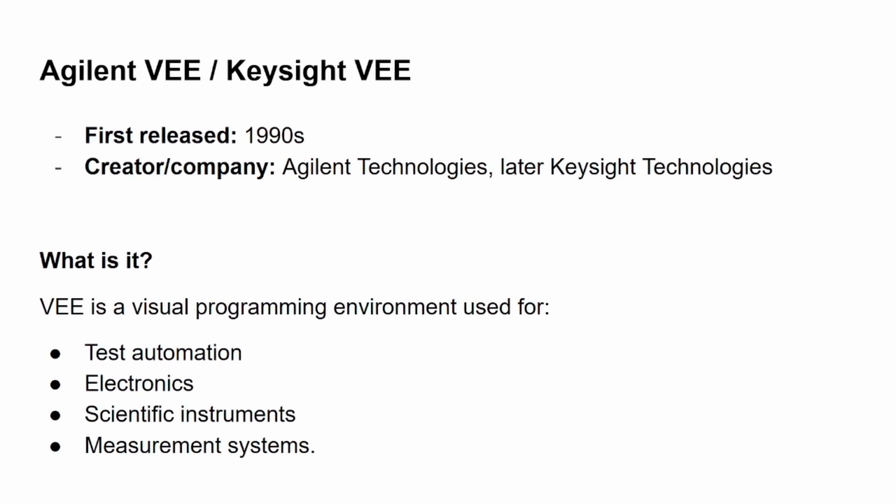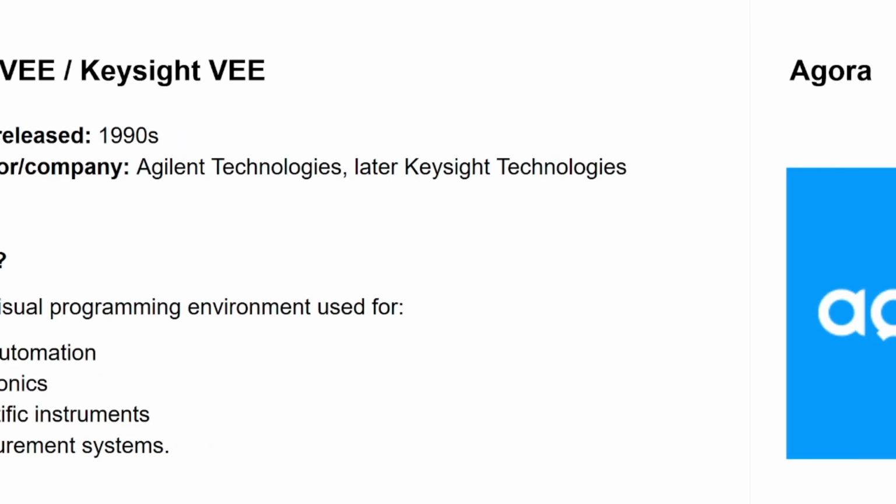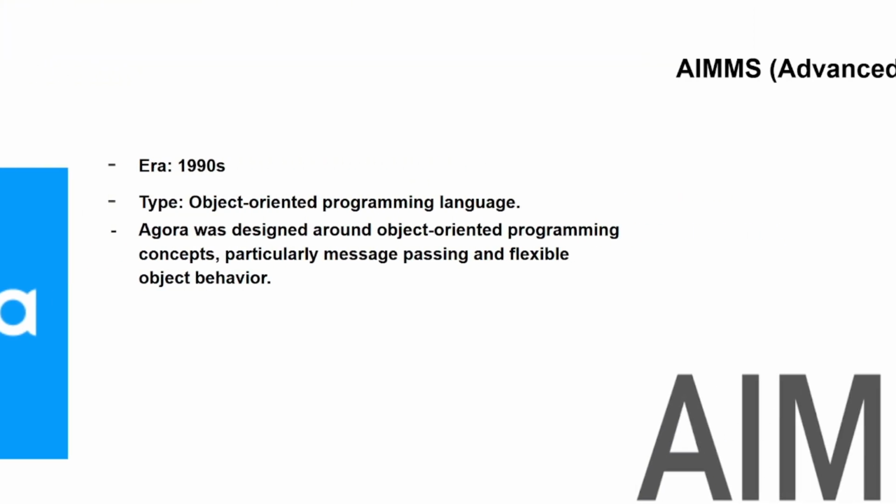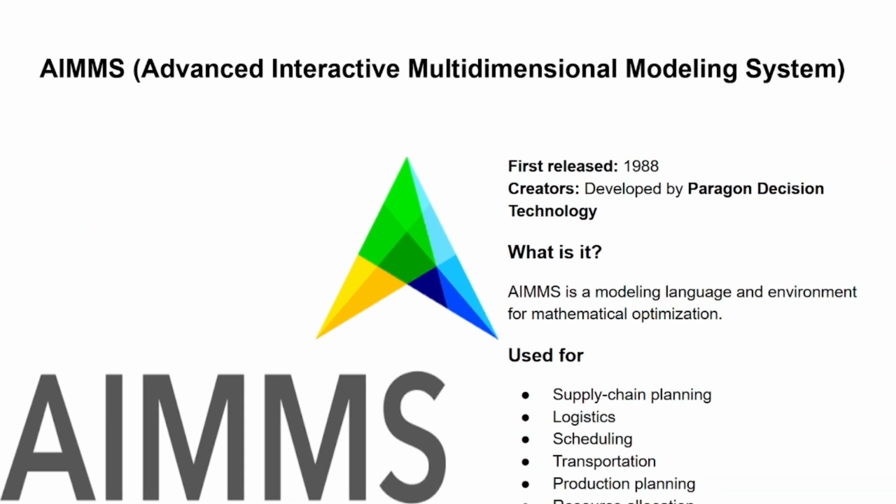Let's cover Agilent VEE, also known later on as Keysight VEE. This one was first released in the 1990s by Agilent Technologies and later carried on by Keysight Technologies. What is it? VEE is a visual programming environment used for test automation, electronics, scientific instruments, and measurement systems. Then there's Agora, coming out of the 1990s, an object-oriented programming language. Agora was really built around object-oriented concepts, particularly message passing and flexible object behavior.